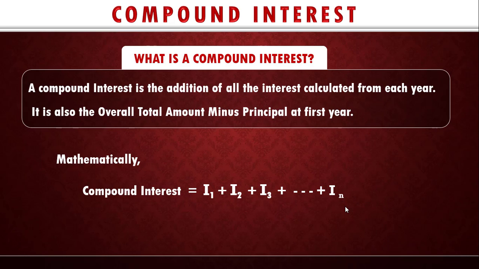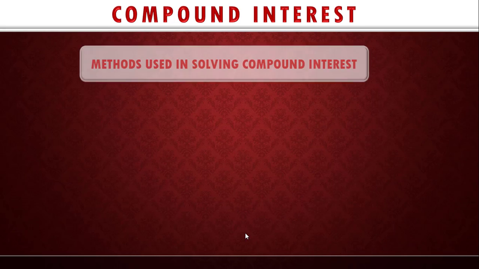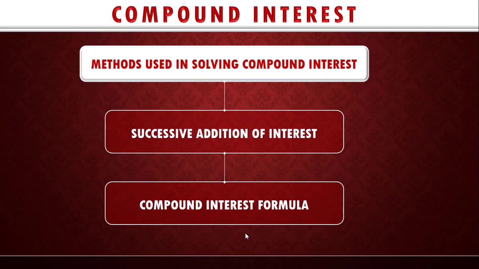We also have another way of determining compound interest, and compound interest can be A minus P. A stands for amount, P stands for principal, I stands for interest, N stands for number of years. In order to solve compound interest, we need to know the methods used. The first method is successive addition of interest, and the second method is by using the compound interest formula. Successive addition of interest simply means the addition of all the interest from the first year to the year that is stipulated for the business.